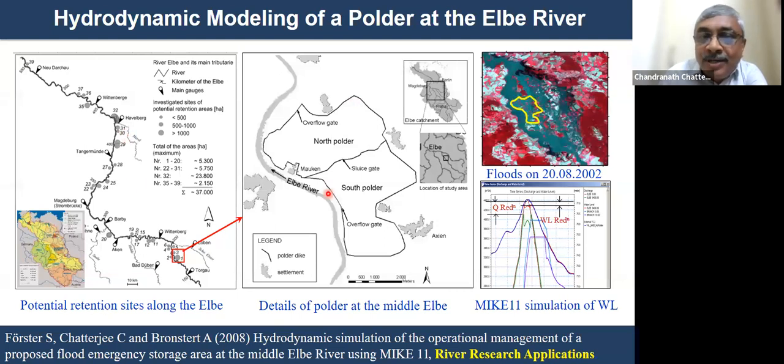Now, one such polder was studied here in our study for its effectiveness through mathematical modeling using the Mike Flood model. And we can see here that if this polder is used effectively, then you can reduce the water level in the river by around 20 centimeters. So likewise, if you use a series of polders, then you can effectively reduce the water level in the river.